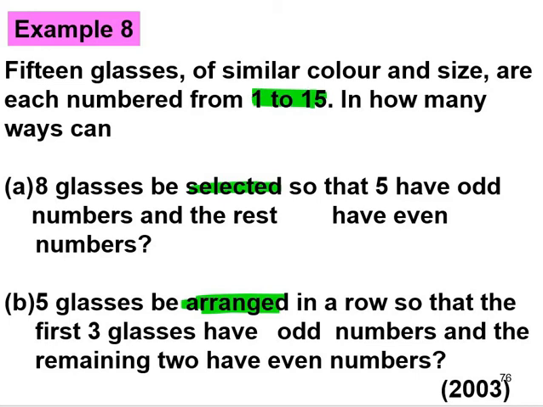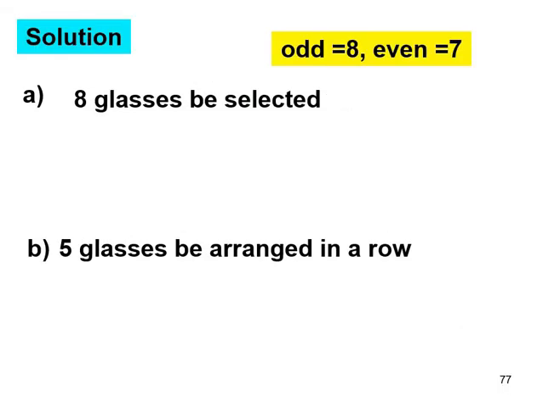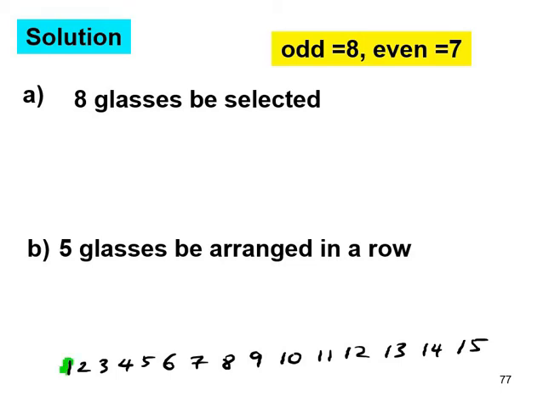So the glasses are numbered from 1 to 15. We have to consider how many odd numbers and how many even numbers there are from 1 to 15. So I'm going to list it: 1, 2, 3, 4, 5, 6, 7, 8, 9, 10, 11, 12, 13, 14 and 15. I'm going to color the odd numbers with this green highlight. These are odd numbers, and the ones that I don't highlight are the even numbers.